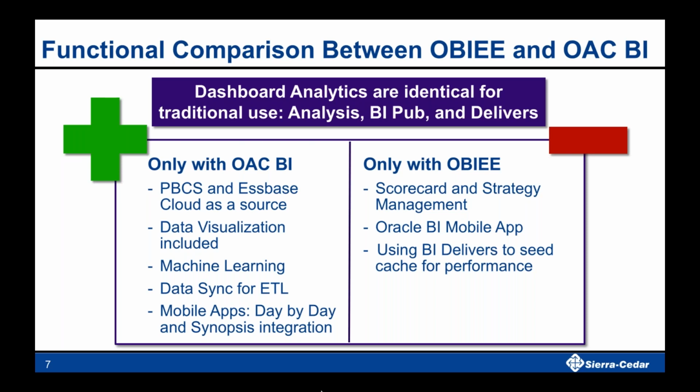In addition to that, with OAC BI, if you've, say, migrated your Hyperion planning to the cloud, you're using PBCS or ePBCS, OAC BI can hit that as a direct data source. On-premise OBIE cannot. If you move Essbase to the cloud, it's OAC BI that can use that as a data source. The on-premise isn't going to hit that one.